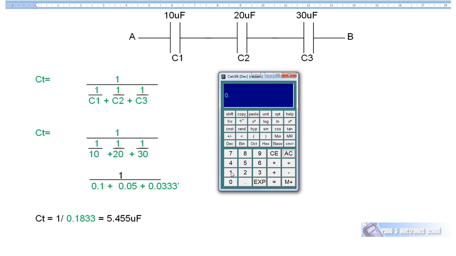So 10, and the reciprocal key is 1 over x, so now I've got the reciprocal of 10, plus 20 reciprocal, plus 30 reciprocal, equals, and now we've got our 0.1833, and the last thing to do is press reciprocal, and we get 5.454545 recurring microfarads. That should be a 4.